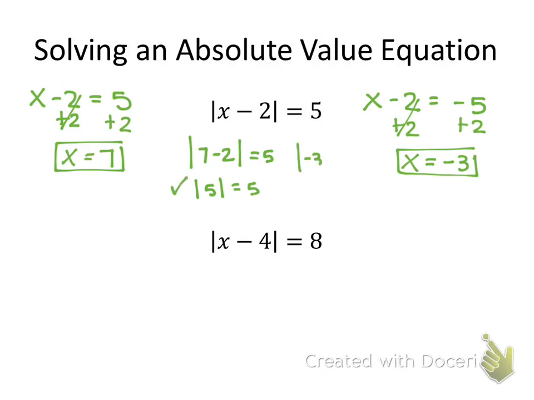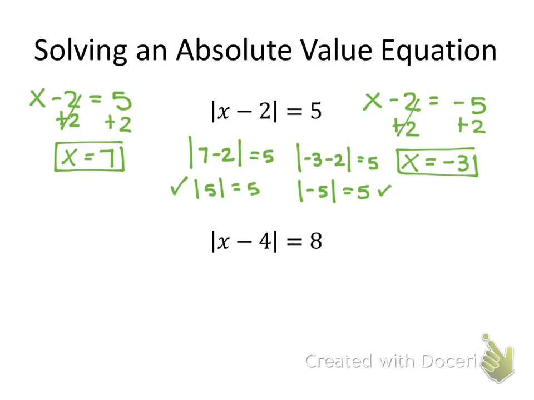Let's try it with negative 3. The absolute value of negative 3 minus 2 is equal to 5. Well, what's negative 3 minus 2? Negative 5. Does the absolute value of negative 5 equal positive 5? Yep. So see how both of those numbers work out. Now, you do not have to show me this check step. I just wanted to show you how and why we get those answers. Now, let's go to the next problem.